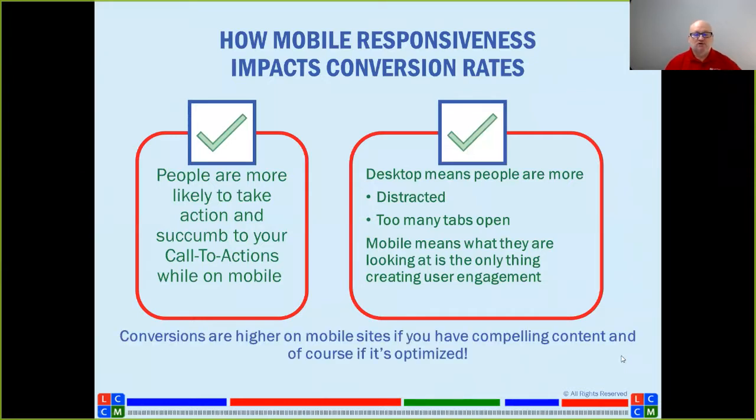Conversions are higher on mobile devices if you have compelling content, and of course it's optimized. And remember, optimized means a lot of different things, from the title on the page to the H1 tag of what the topic matter is all about, and then are the right number of keywords used in the content without being spammy. There's a whole process that goes in, and that's why most of the time you're much better off to hire a professional web designer who is also a marketing person.